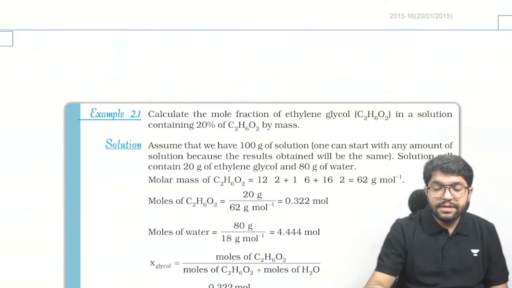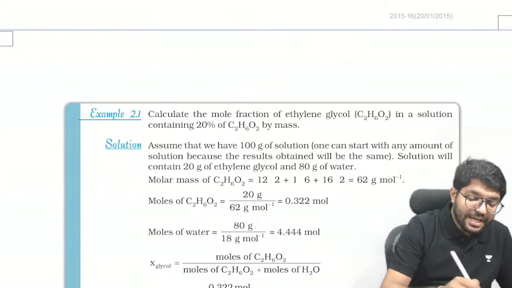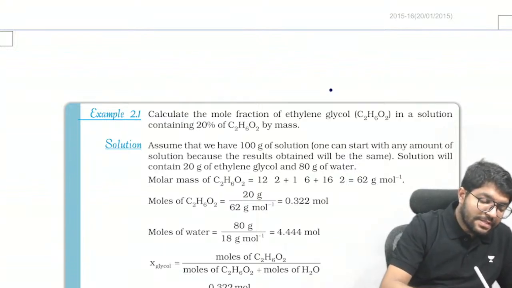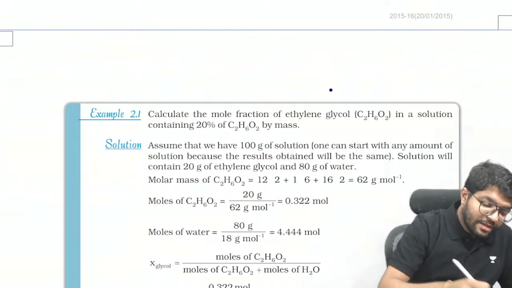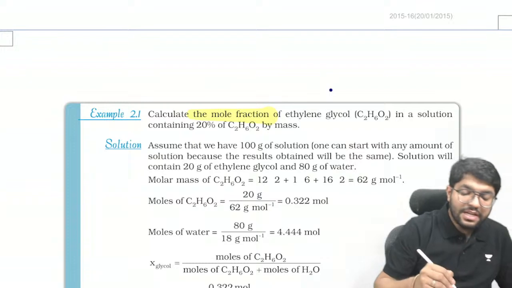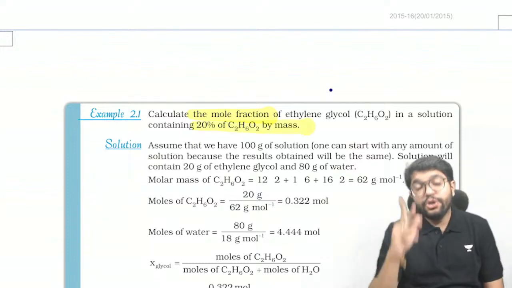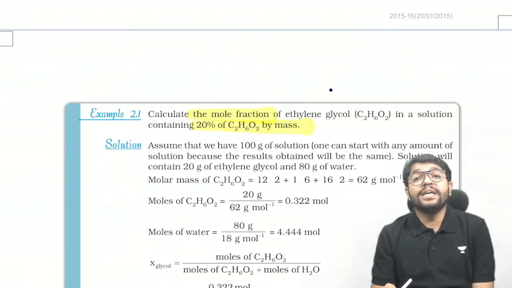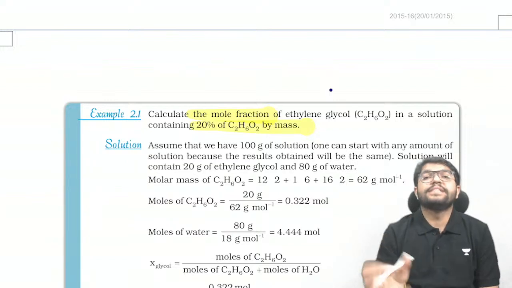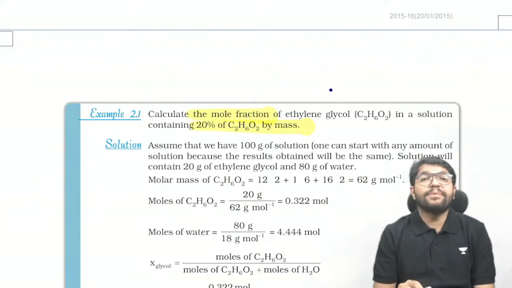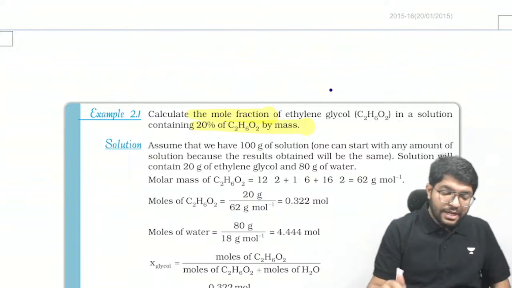Two concepts. Number one, your mole fraction. This is an important question, guys. Number one is the mole fraction, and the other one is mass percentage. Two concepts in a single question, and therefore it becomes an important question in itself. The first question of the solutions chapter becomes an important question in itself, right?